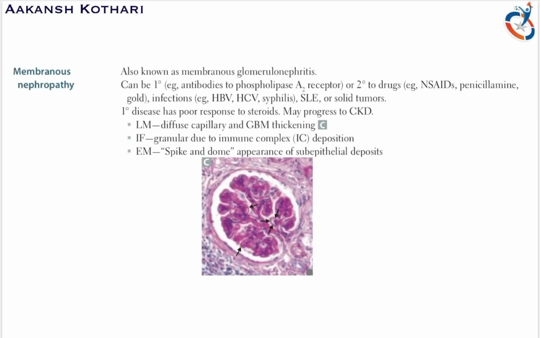Okay. Now, the immunofluorescence is positive because of immune complex deposition. Now, since there is immune complex deposition in the glomerular basement membrane, it thickens. Now, what is seen in electron microscopy? In electron microscopy, there is spike and dome appearance. This is very important in the questions, okay? This is the hallmark of membranous nephropathy.